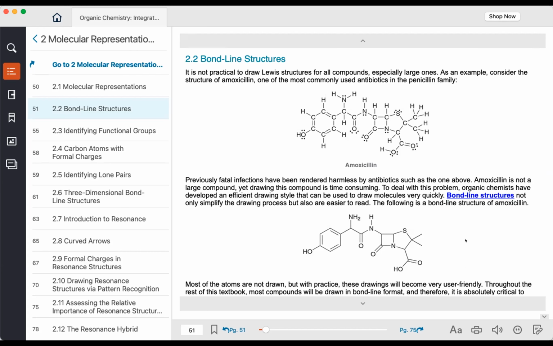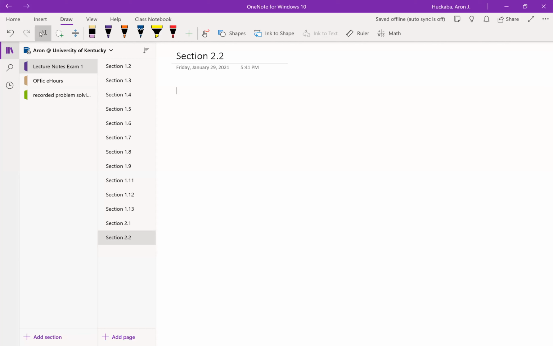Now, I would like to switch over to the notebook so that we can talk a little more in depth about how to draw bond line structures. They're actually pretty easy to read and to draw. First, let's look at how to read them, because when we were kids, we learned how to read and write at the same time. In this foreign language, which is organic chemistry, we're going to do the same thing.